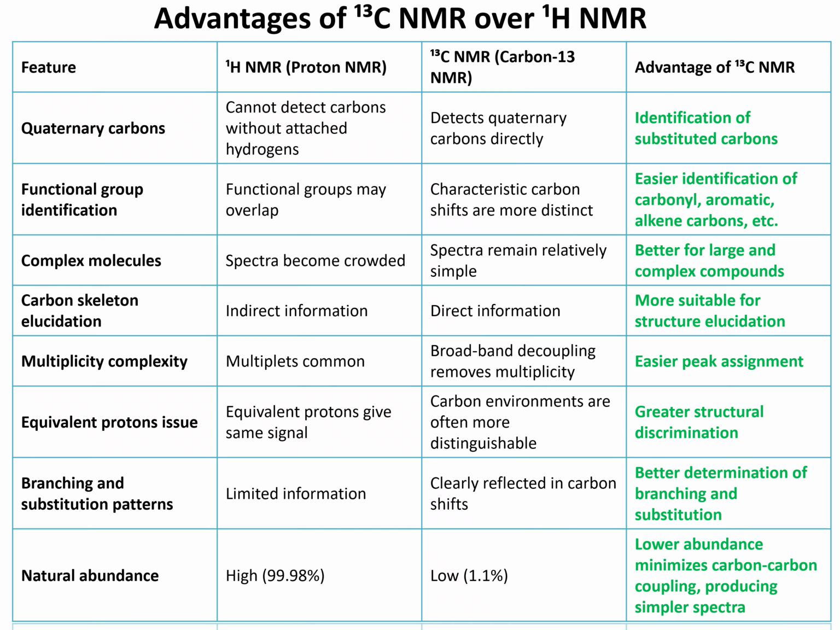Then complex molecules, better for large and complex compounds. Carbon skeleton elucidation, more suitable for structural elucidation. Multiplicity complexity, easier quick assignment. Equivalent proton issue, greater structural discrimination can be done by carbon NMR. Then branching and substitution pattern, better discrimination of branching and substitution. The natural abundance, lower abundance minimizes carbon-carbon coupling and produces simple spectra.